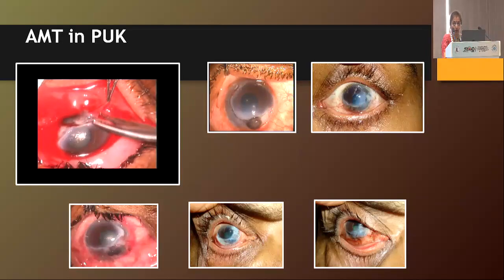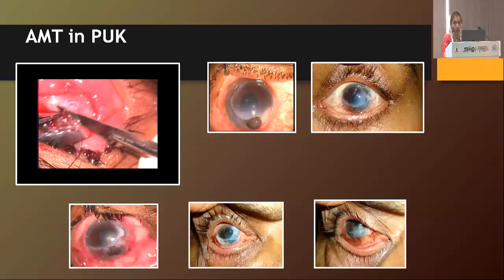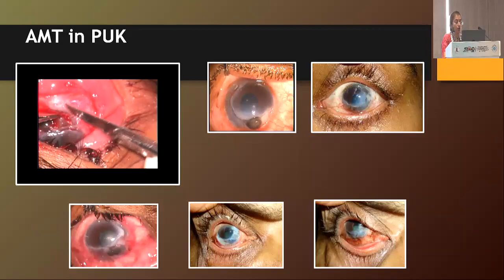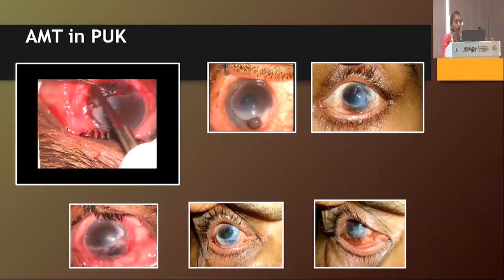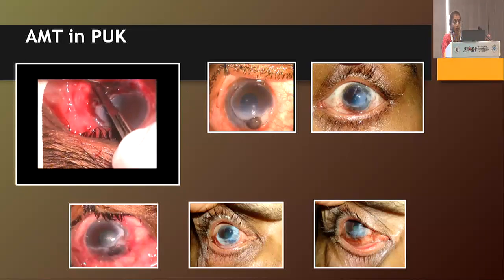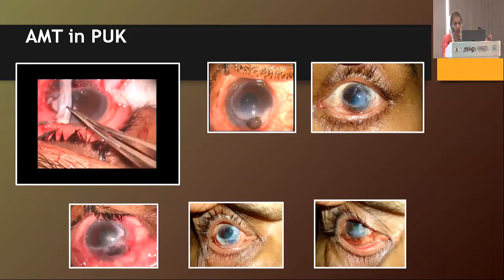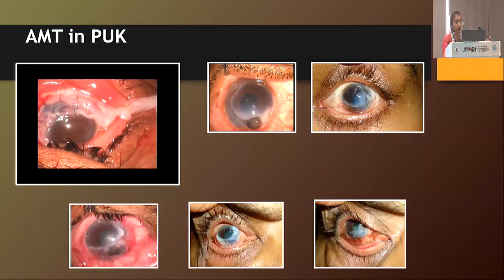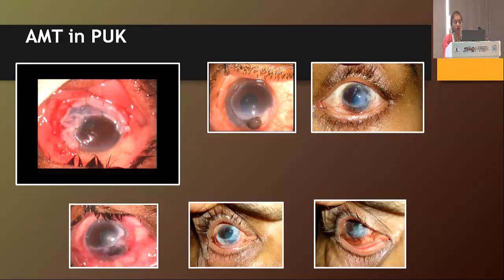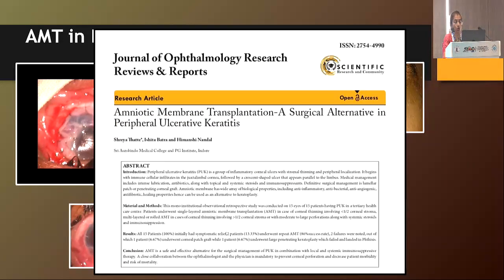In PUK also, this is very, very useful. You can go for lamellar keratoplasty, but if you do not have the donor cornea, you can do the proper dissection and take out the fibrosis and necrotic material. But in perforation, you take care that over the perforation, you remove the necrotic material in the end, so that you don't lose the anterior chamber depth. Then put a roll of the amniotic membrane, and you can see in the pictures there is good healing of this PUK. This was also published.